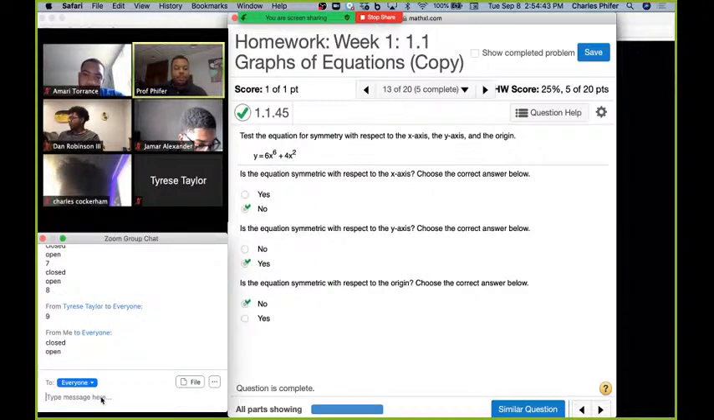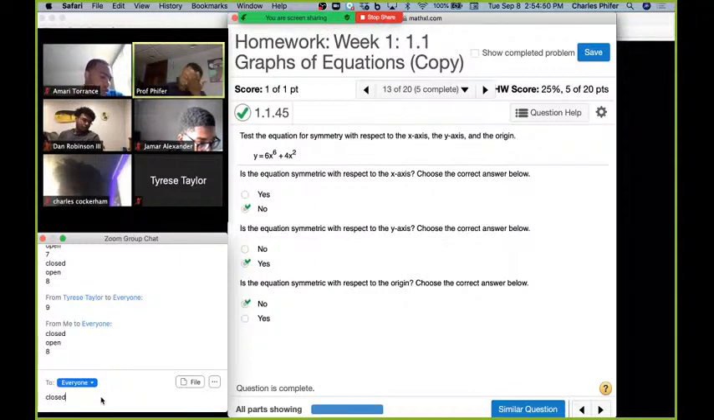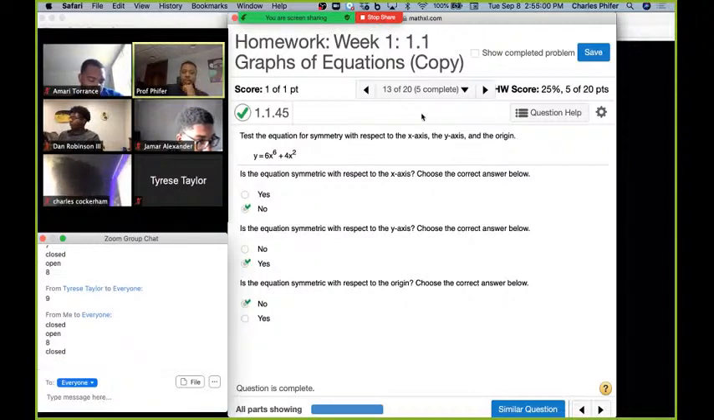Just going to open. I'm going to go 8. Let me see. Hey, Google, give me a random number 1 through 20. 20. Let's look at 20.